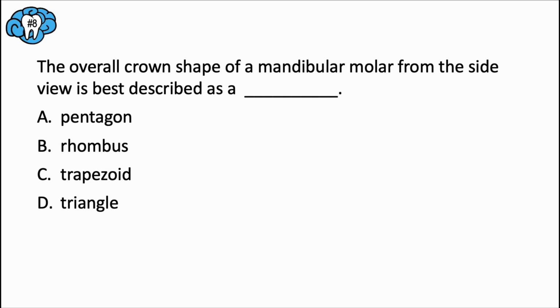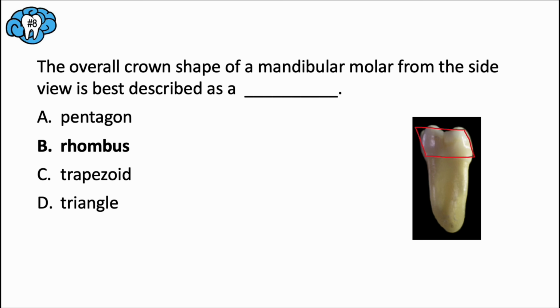So all maxillary posterior crowns from the side view are trapezoidal, so they kind of narrow as you go towards the occlusal surface, while all mandibular posterior crowns from the side view are rhomboid or parallelogram shaped, and they're skewed or tipped toward the lingual direction. So the answer to this question is B. And here is a side view picture of the mandibular first molar to give you an idea of what that rhombus or parallelogram shape looks like.